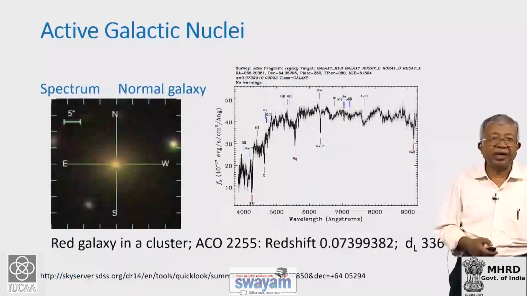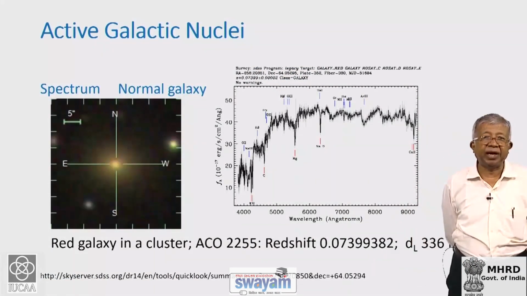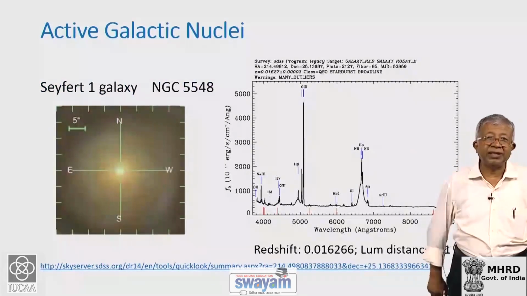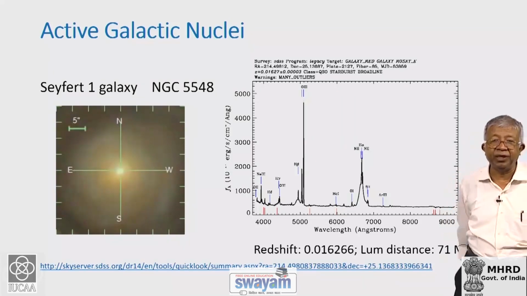From what I've said so far, I'll just show you a few typical examples of spectra. This is a normal galaxy. These are all taken by the Sloan Digital Sky Survey, and you can see the spectra is dominated by absorption lines and the continuum emission, which you can see over there. And if you look at this galaxy, a Seyfert 1 galaxy, NGC 5548, you can see that this spectrum is distinctly different from the other one.